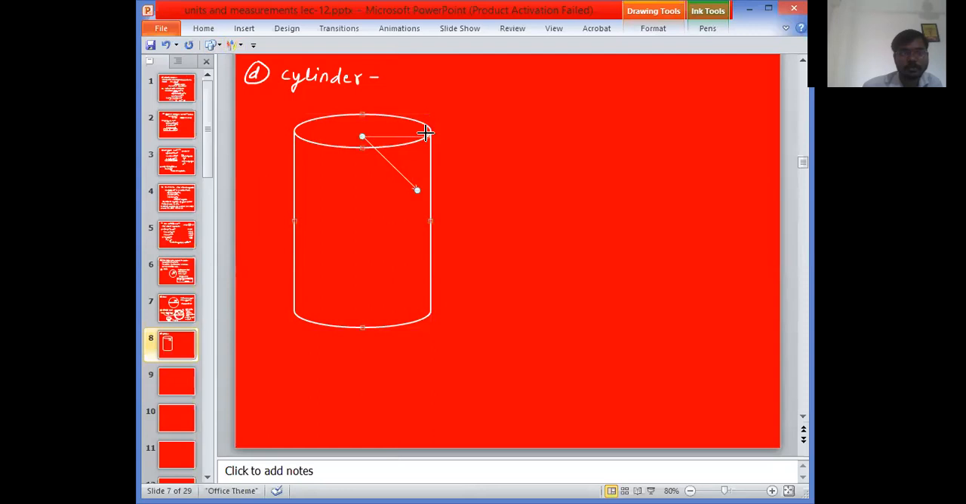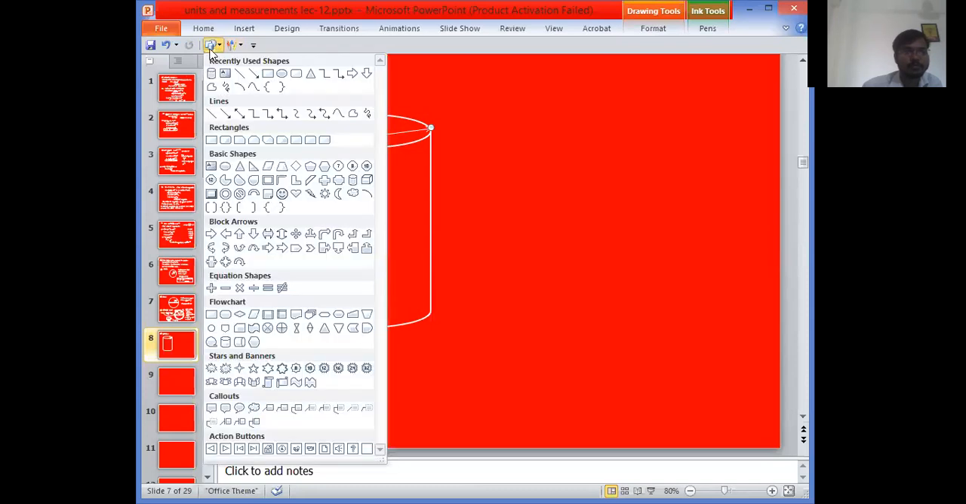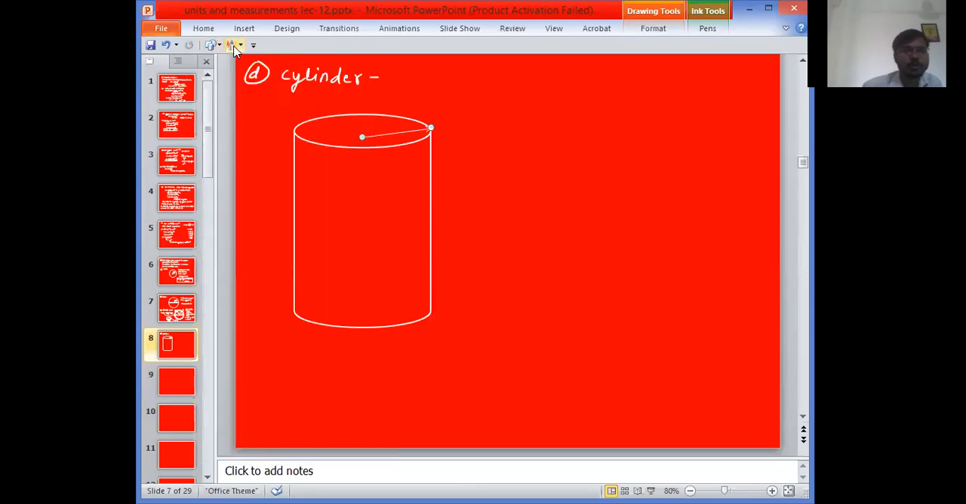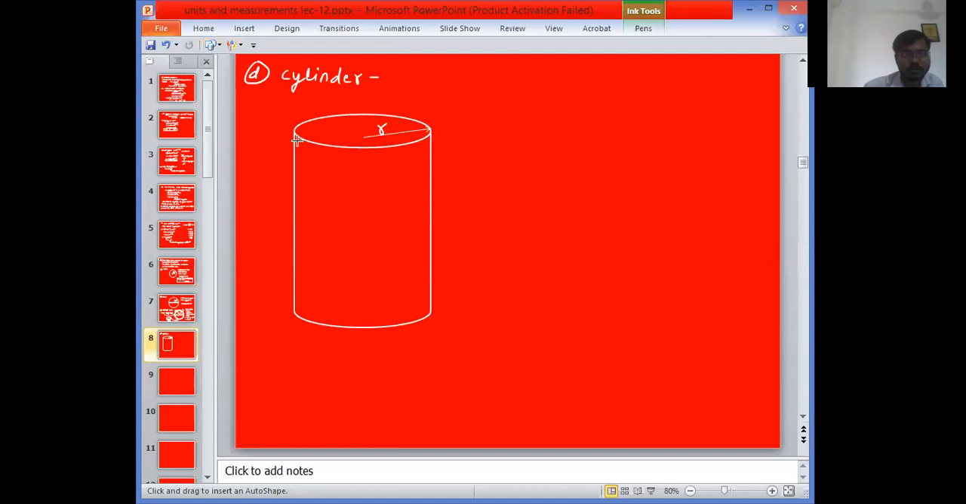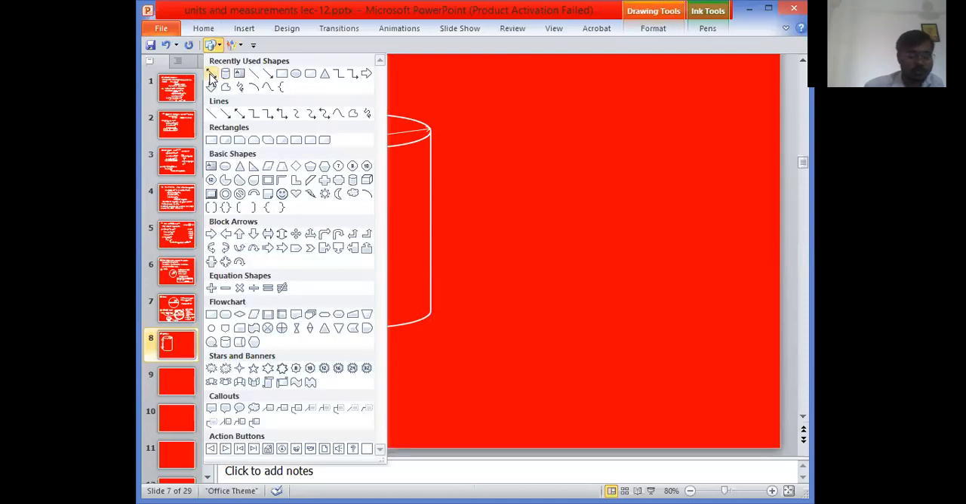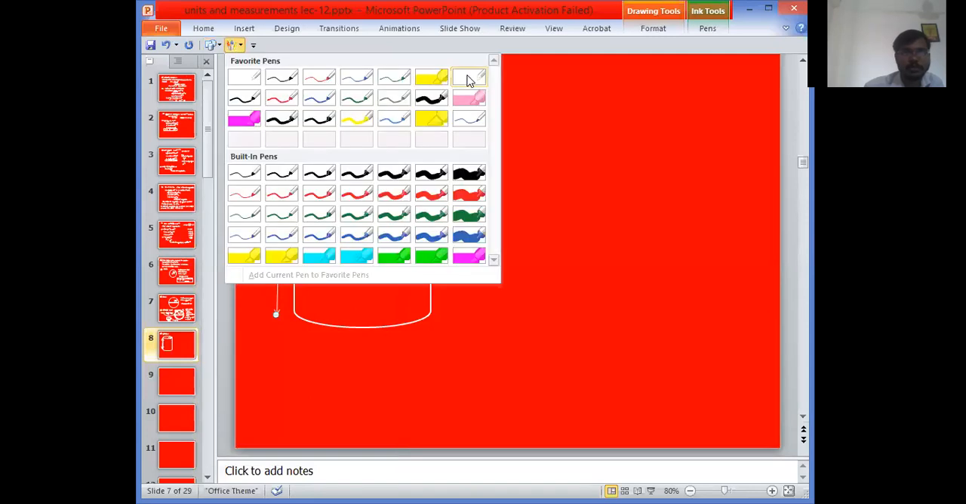For the cylinder we will be having the radius. Let me write the radius as small r. For the cylinder we will be having the height also. Let's say the height of the cylinder is, they have given the height as h. Okay, no problem. We will also write the height as h.